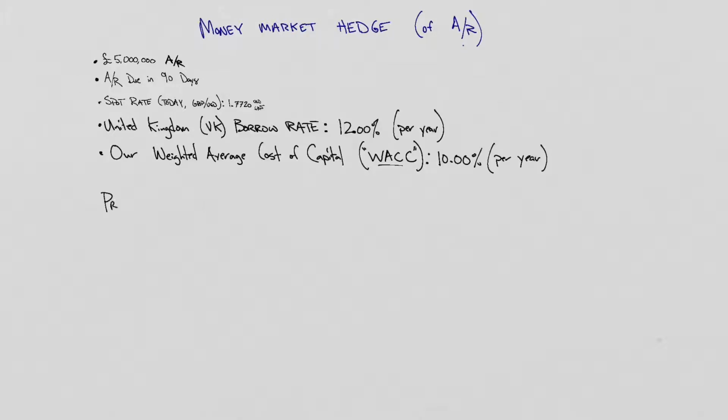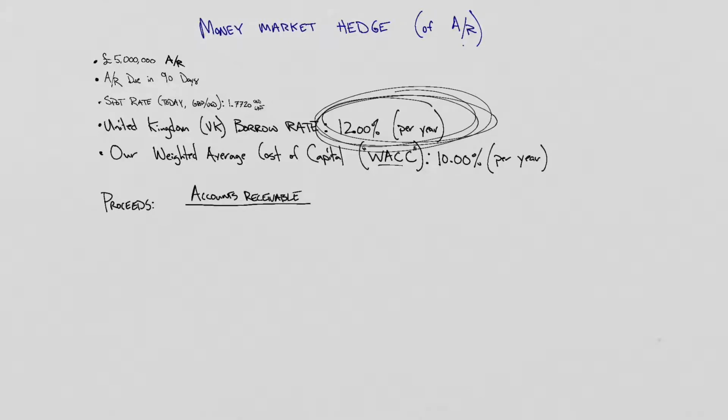So our proceeds from a money market hedge, what we're going to do is borrow the accounts receivable amount in British pounds at a London bank, or any bank that will let us borrow in British pounds. But we're not going to borrow the full amount, because we have to pay interest on that loan. And so when it comes to 90 days later and we want to pay off this loan, we need to ensure that these accounts receivable, the £5 million that we receive, is going to be sufficient to pay off not only the loan, but the interest due on it as well.